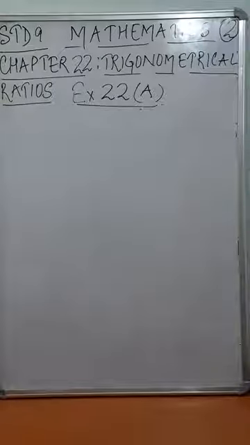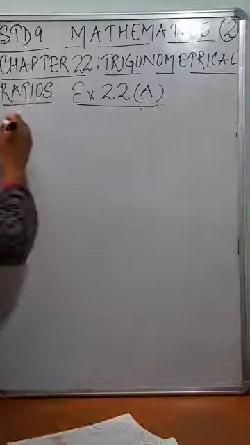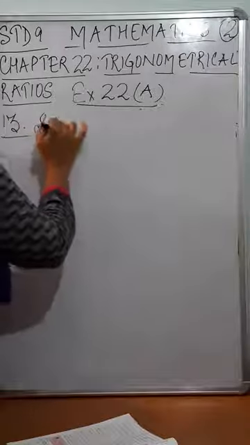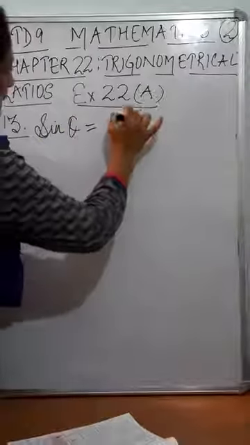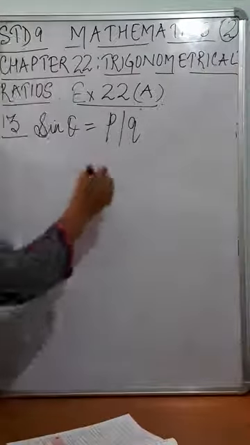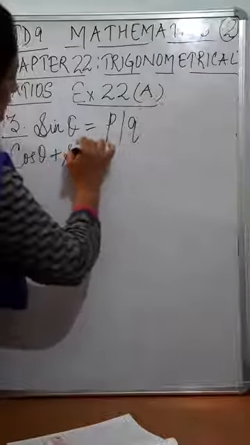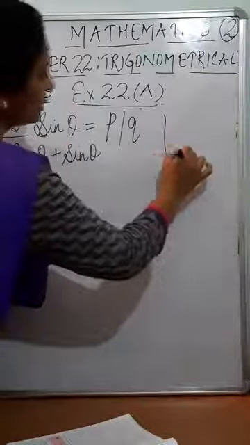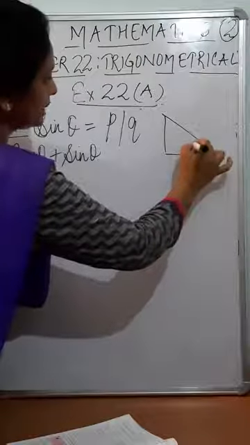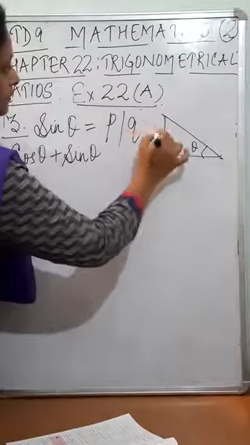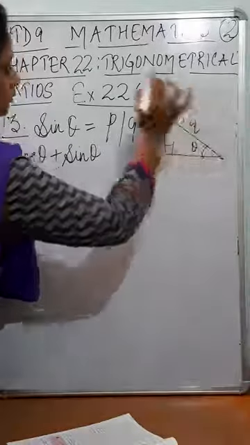One more question of the same type, but it is in terms of P and Q, and that is question number 13. Given sine theta is equal to P by Q, find cos theta plus sine theta in terms of P and Q. If sine theta is P by Q, take this angle as theta in this right angle triangle, and P by Q means perpendicular is P and hypotenuse is Q.